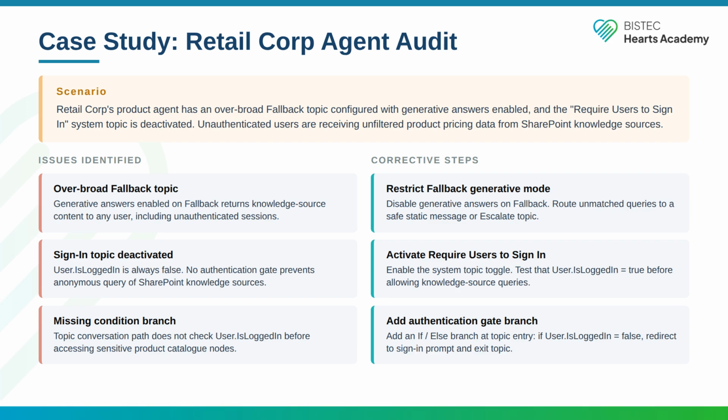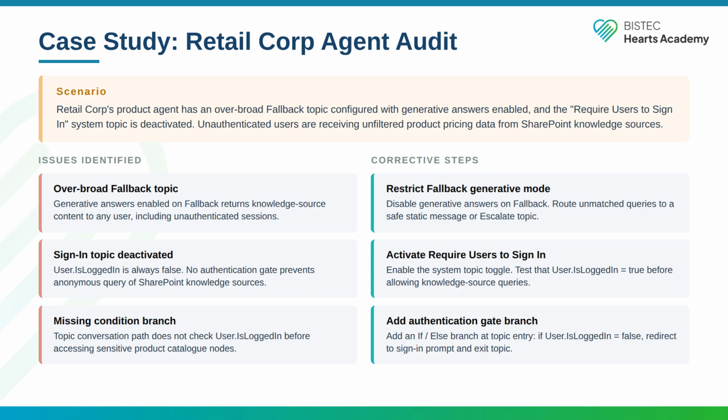Second, the require users to sign in toggle was deactivated. User.is.logged.in was always false, meaning the platform never challenged any user to authenticate before starting a conversation. Third, the individual topic conversation paths did not include a condition branch checking user.is.logged.in at entry. Even if a topic was designed to protect sensitive content, there was no gate in the topic itself.